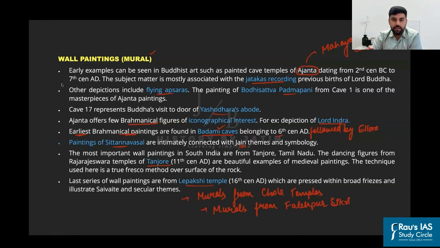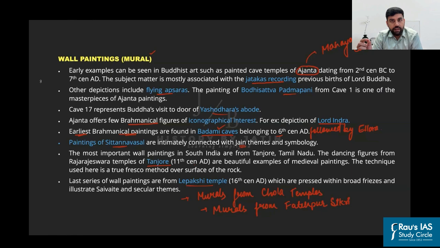Keep in mind that the murals did not discontinue all of a sudden in medieval times. They continued even in the medieval times as well, right? But the point is that in medieval period, the mural paintings lost popularity because of the simple reason. Islamic rule does not allow painting of humans. That's why.